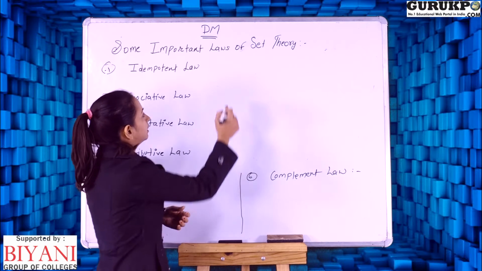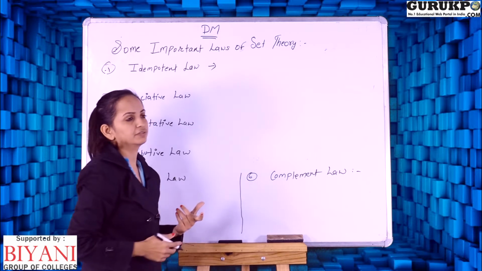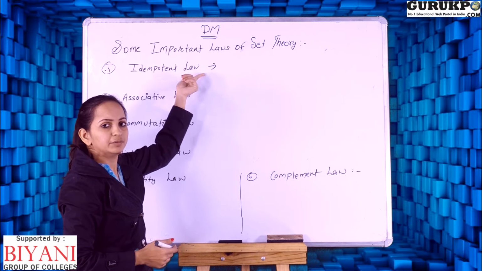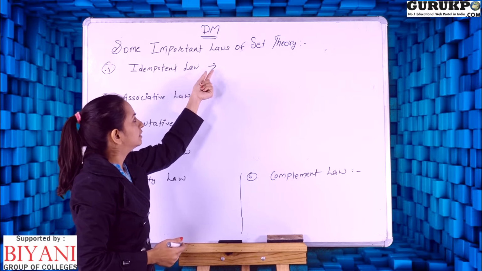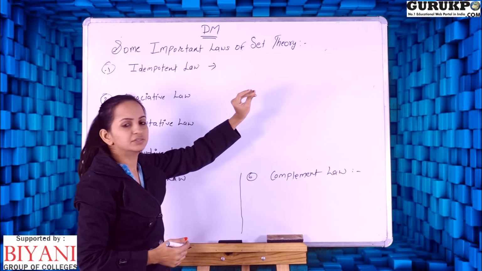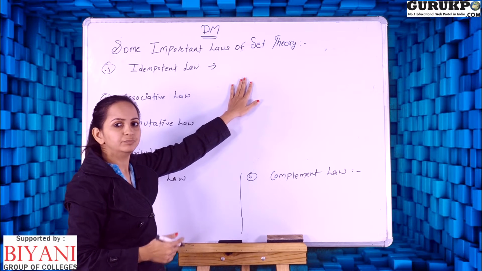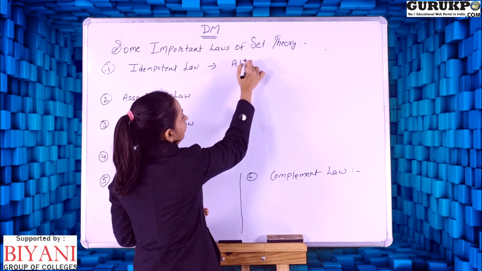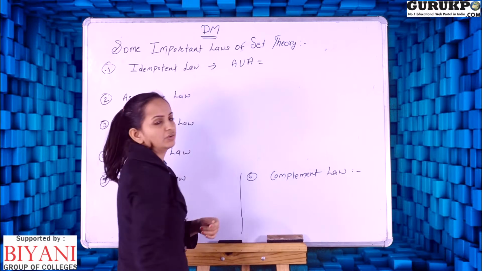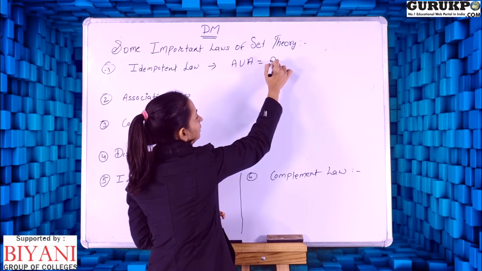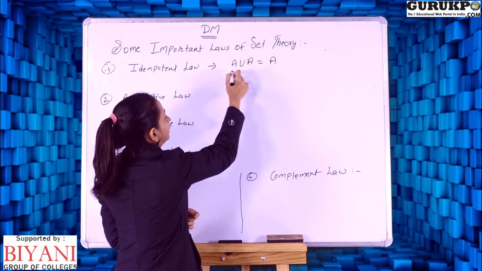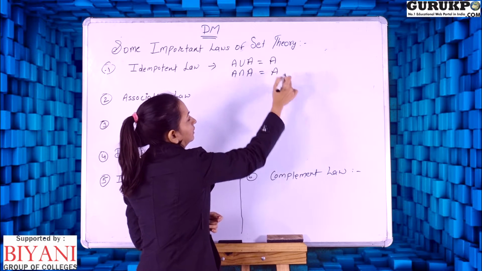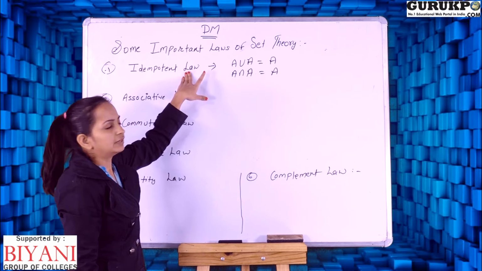In this law, we have two operations, union and intersection. And what is the idempotent law? It says that when we apply these operations, union and intersection, with the same set, means if I apply union on A union A, what will I get? I will get A again. And if I apply intersection on the same set, I will get A again. So this law is called the idempotent law.